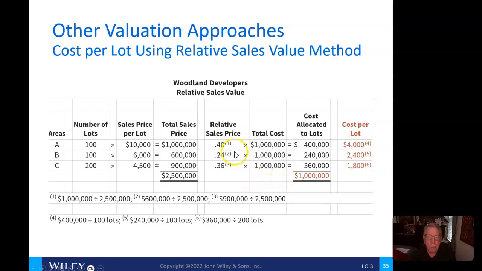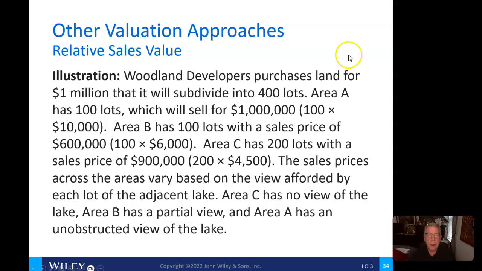We'll multiply those percentages times the total cost, in this case $1 million. So we will allocate that $1 million to the selling price. And if we go back, here are the different prices and the $1 million that it purchases that it's going to subdivide.